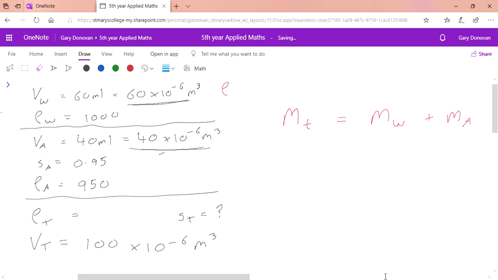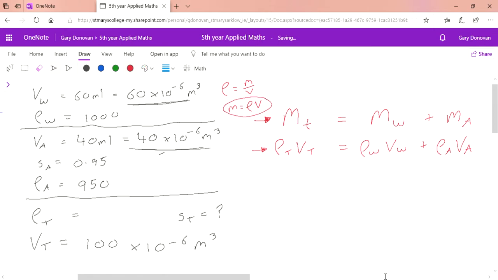Now we know that density equals mass over volume, so we could say that mass equals density times volume. So for total mass, we could write, well, that's the same as the total density times the total volume. For the mass of the water, that's the same as the density of the water times the volume of the water. And for the mass of the alcohol, that's the same as the density of the alcohol times the volume of the alcohol. Now you'll notice that I'm only missing one variable from this equation. I start with this equation, and usually you're turning it into this equation using the density equation.